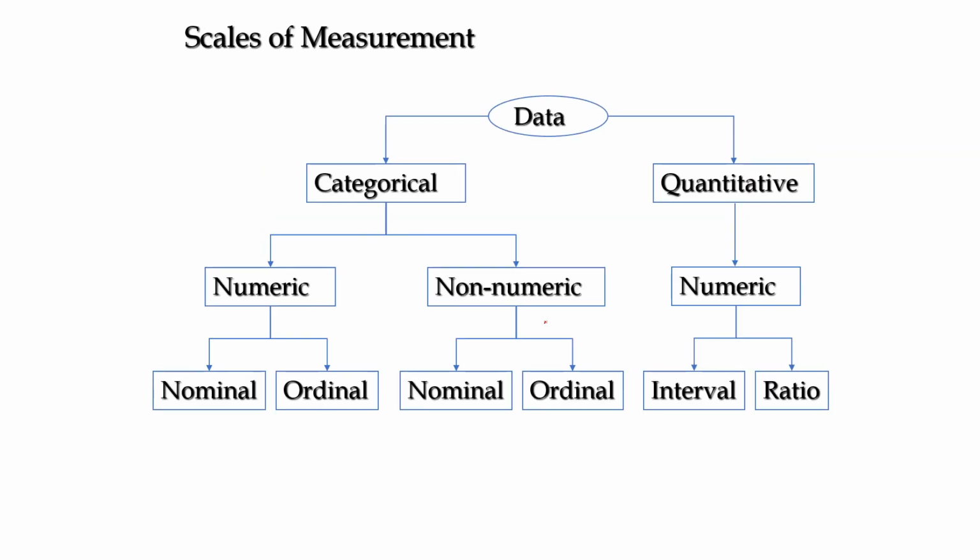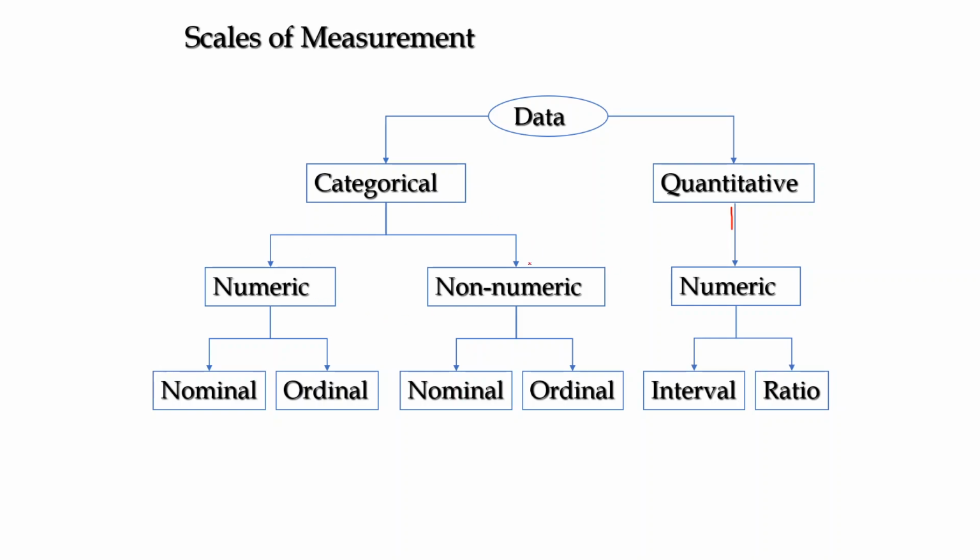So to summarize what we just learned, to combine the different types of data with the scale of measurement, we arrive at this chart. Generally speaking, the data can be categorized as categorical or quantitative. Categorical is also called qualitative data. It usually can be either numeric or non-numeric. However, quantitative data has to be numeric.